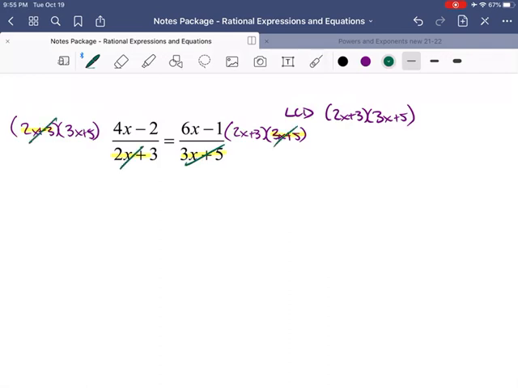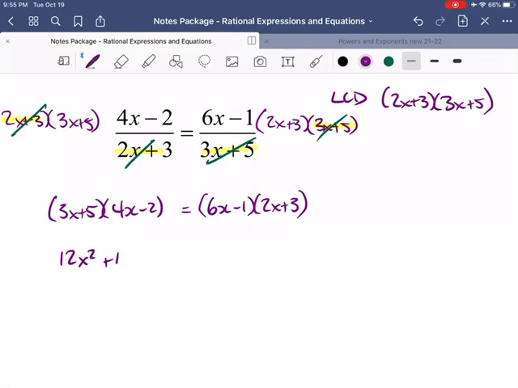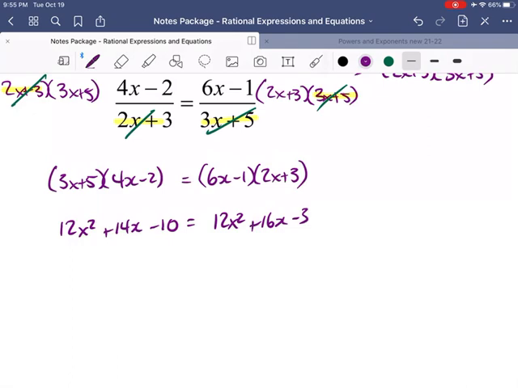Okay, and you're going to be left with 3x plus 5 and 4x minus 2 is equal to 6x minus 1 and 2x plus 3. So if you FOIL this, you're going to get 12x squared plus 14x minus 10 is equal to 12x squared plus 16x minus 3. And now you got to do a little bit of algebra.